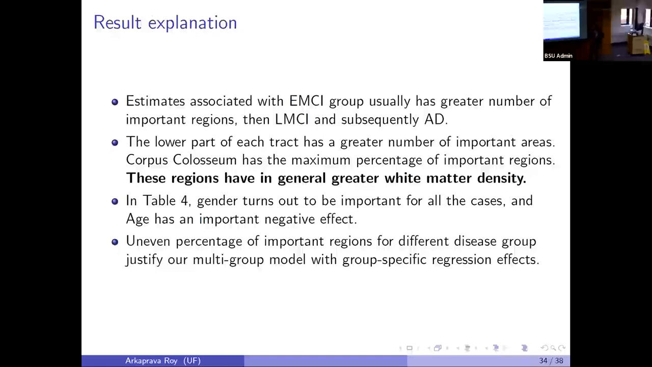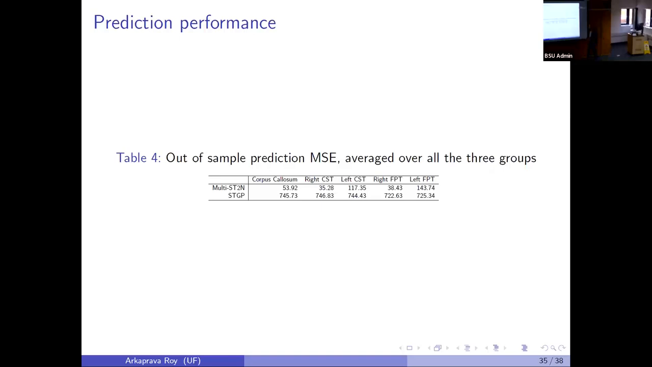And we also did out-of-sample prediction. So STGP is sort of an analog to our case, but it is not for vector-valued images, it's for scalar-valued images. So I used STGP with three different images: for each X coordinate we have an image, for Y coordinate an image, and for Z coordinate an image. STGP is also not for the multi-group setting, it's a single group setting. So we applied it with three imaging predictors to these three groups separately and estimated the out-of-sample prediction. It was quite a bit larger than when I applied our multi-group ST2N.